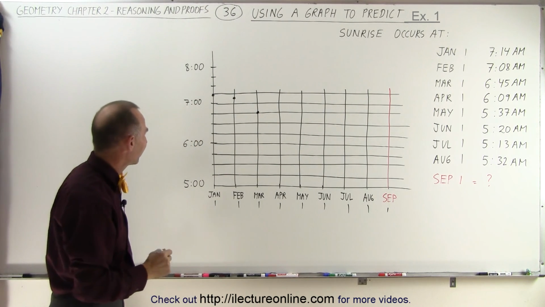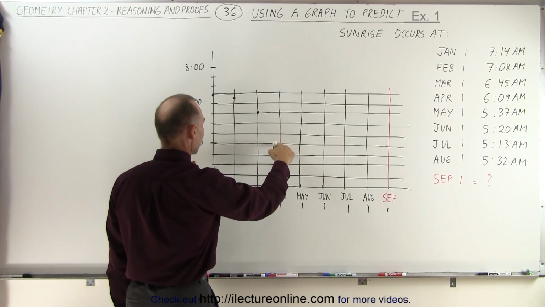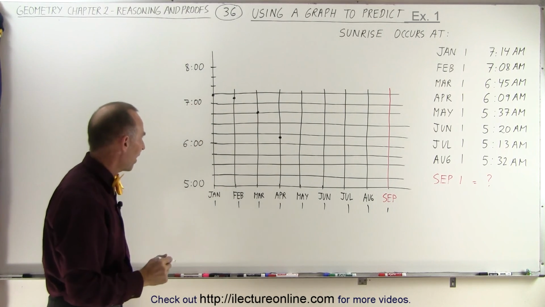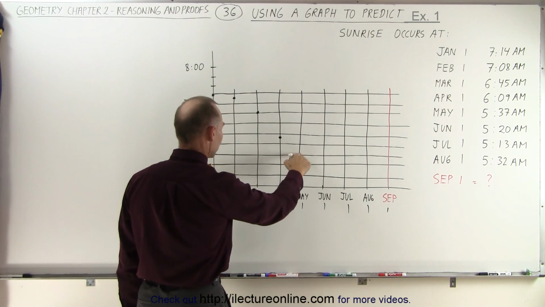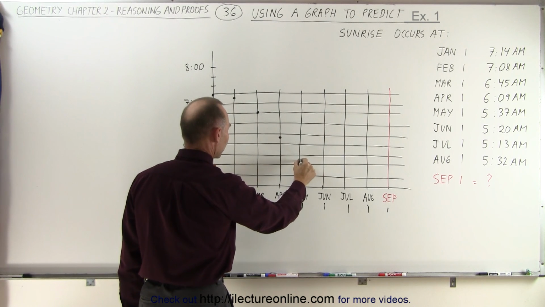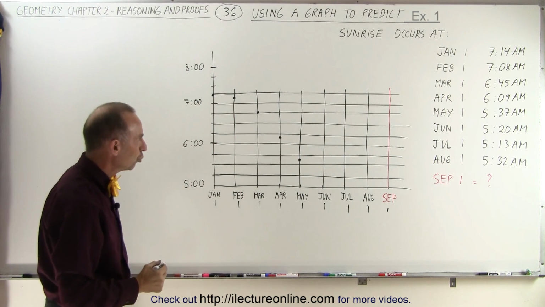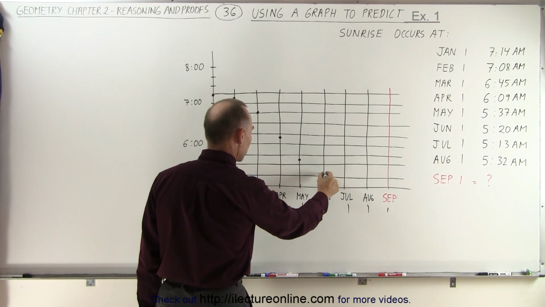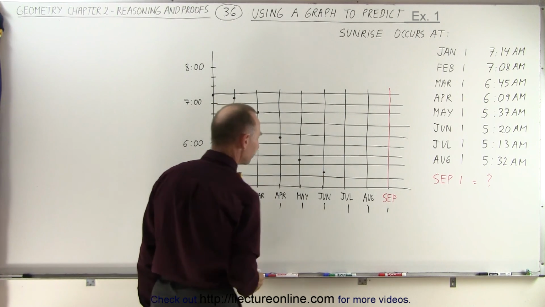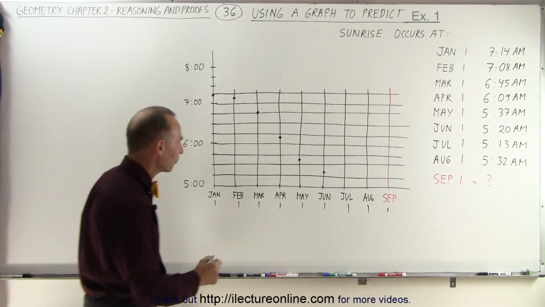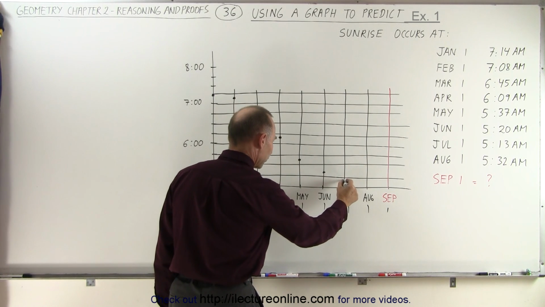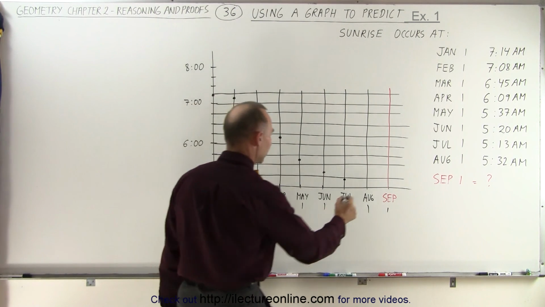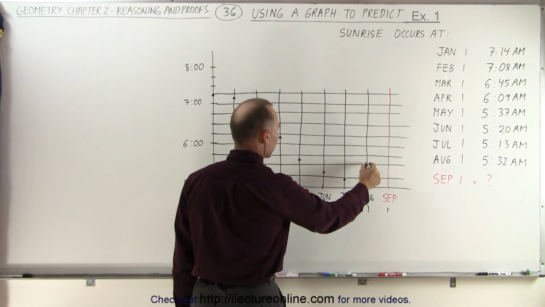On April the 1st, it would be 6:09, so this is 6:15, and 6:09 would be right about there. On May 1st, it's 5:37, so this is 5:30, this is 5:45, and 37 would be just about there. On June the 1st, it's 5:20, so this would be 5:15, and 5:20 would be right about there. July 1st is 5:13, so that's 5:15, and 5:13 would be right below there. And on August the 1st, it would be 5:32, so it would be right about there.